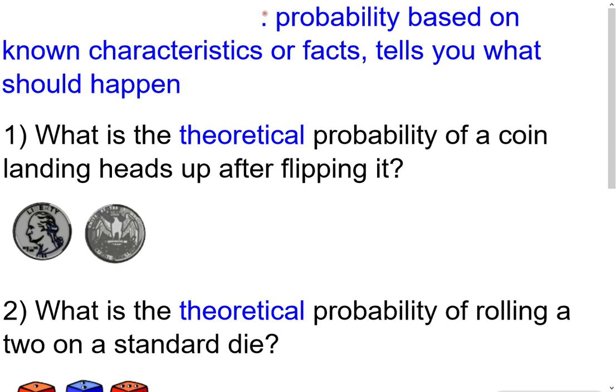It's based on known characteristics or facts. It kind of tells you what should happen. All right? And that's the theoretical probability. So what should happen if I run this experiment? Not necessarily going to happen, but theoretically, this is what will happen.